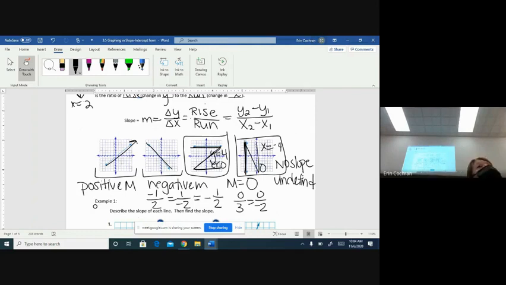Now, when you look at slope, a rise over run, what can't you ever divide by? 0. So this would be like 3/0. Can we divide by 0? No. So that's why it's undefined or no slope, because you can never, ever, ever divide by 0.